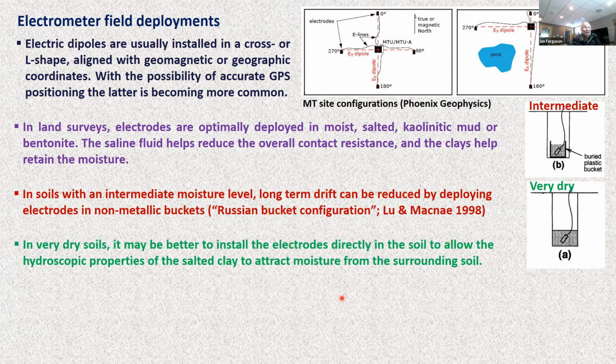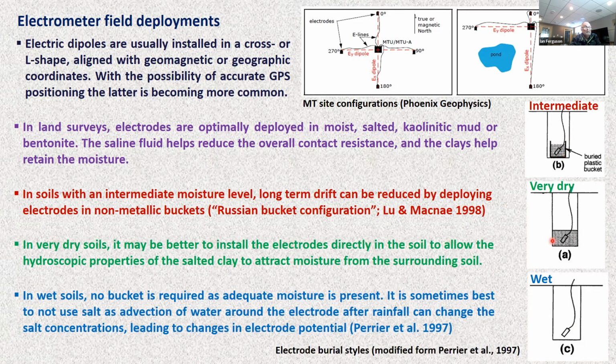However, in very dry soils, it might be best to install the electrodes directly in the soil to allow the hygroscopic properties of the clay to attract moisture from the surrounding soil. And in very wet soils, no bucket is required, and it's sometimes recommended to use no salt. If you do use salt, the changes in moisture content after rainfall can result in changes of the soil chemistry and therefore changes in electrode potential.